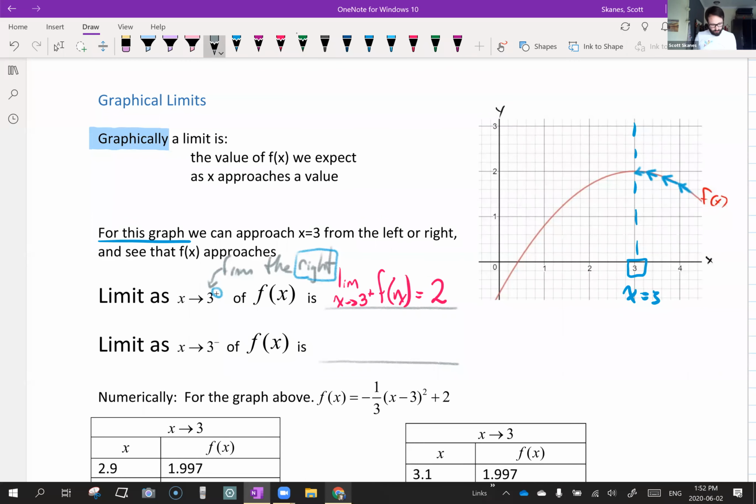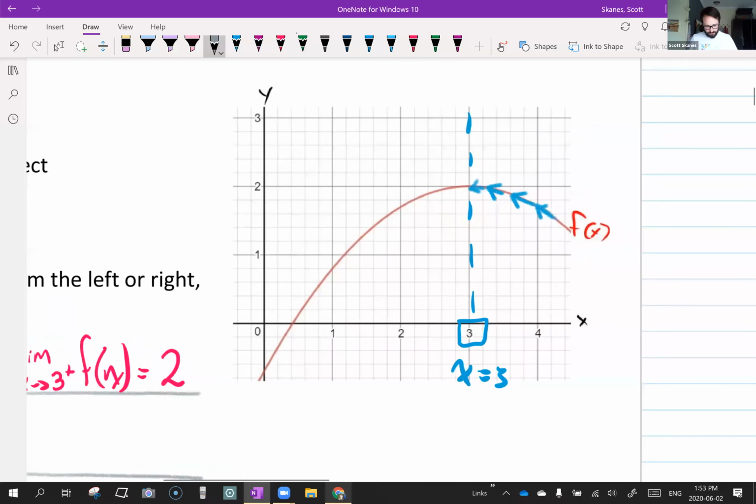So let me try to clarify this. I'll do it again from the left, and you'll see if you get it. Because once you get it, it's the same for every single limit, okay? Let's read this. The limit as x approaches 3 from the left for the function is what? So let me just look at this graph. I'm just going to zoom in on this.